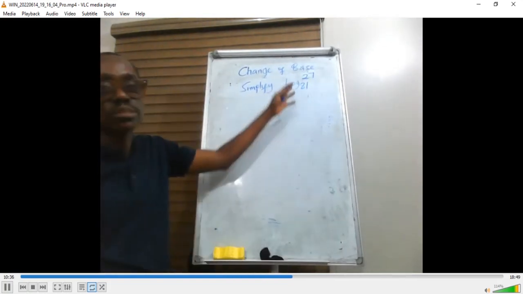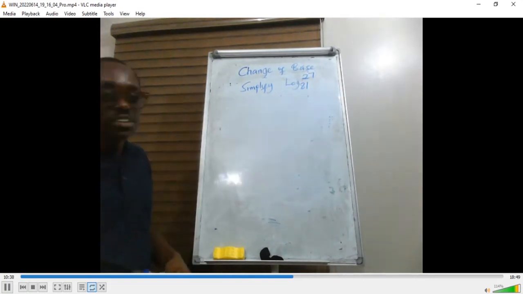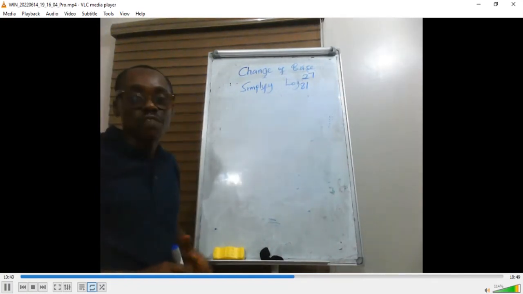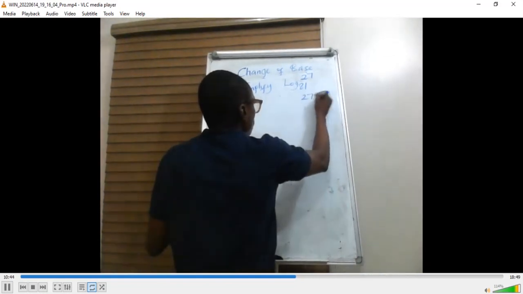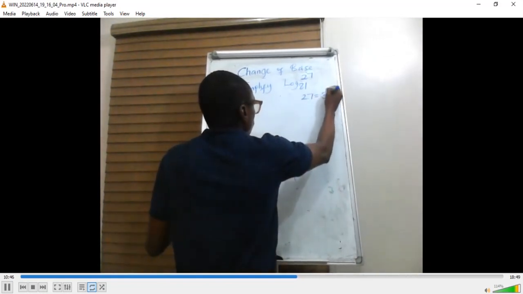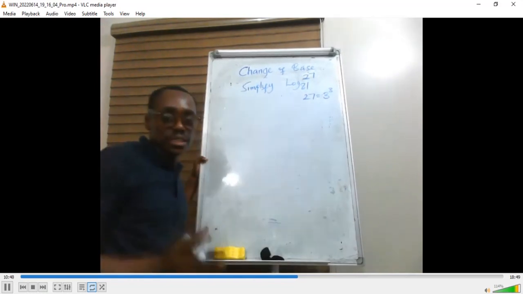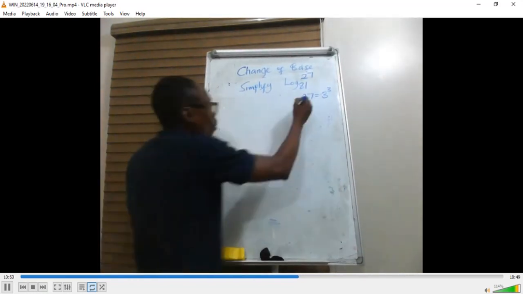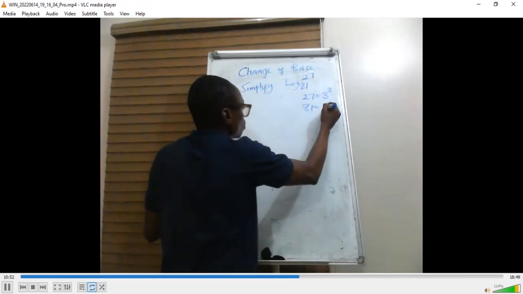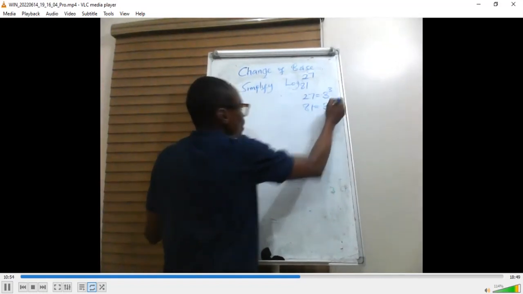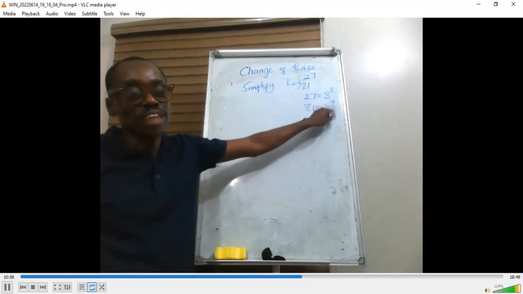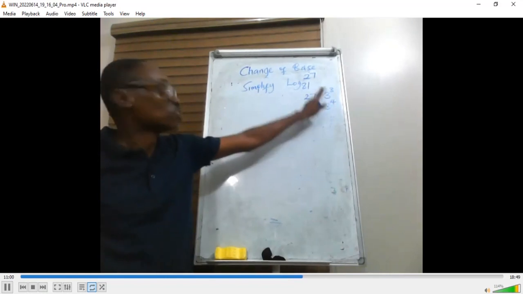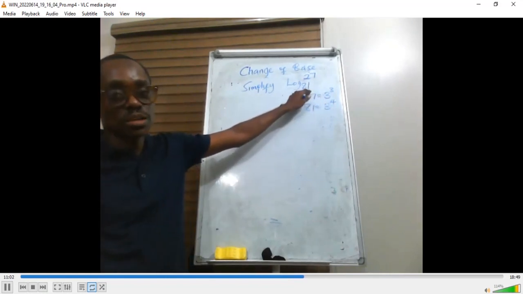So how are you going to simplify this? Do 27 and 81 have a common base? Yes, they have. 27 is equal to 3 raised to power 3, that is 3 multiplied by itself 3 times, while 81 is equal to 3 raised to power 4, that is 3 multiplied by itself 4 times. So they have a common base we can actually use to apply the change of base formula.